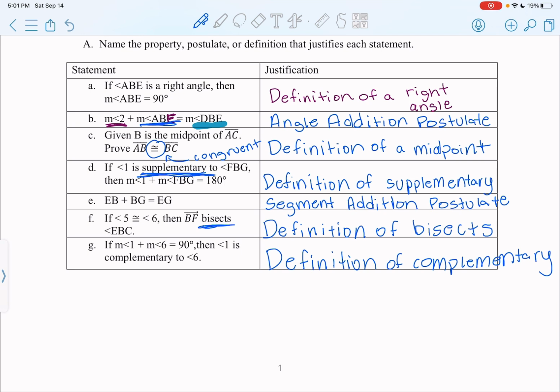And so hopefully you can brush up on those postulates and vocabulary words, so that you are able to write in those justifications for our 2-column proofs.